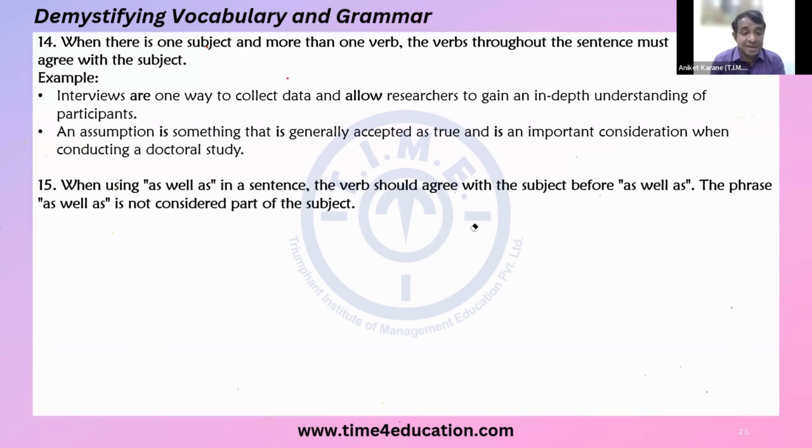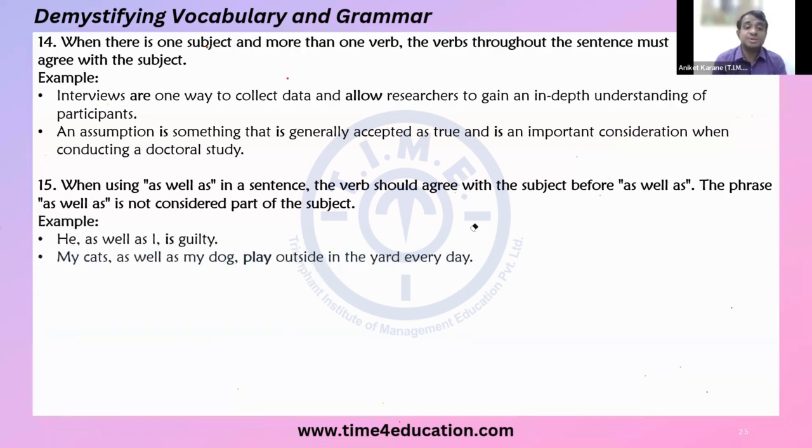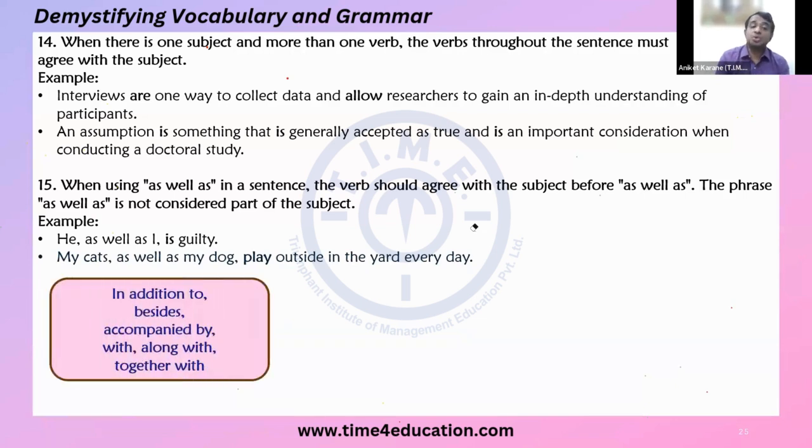Now, when using "as well as" in a sentence, the verb should agree with the subject before "as well as." So the first subject takes priority. Let's look at it. He as well as I is guilty, not "are guilty." My cats as well as my dog play outside. Cats is my main subject here, not my dog.